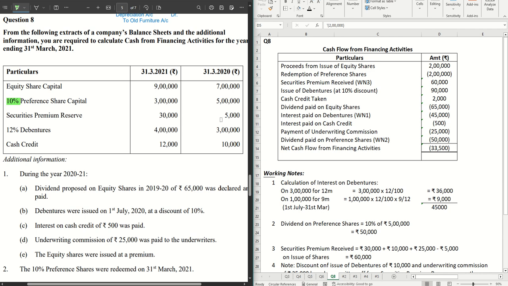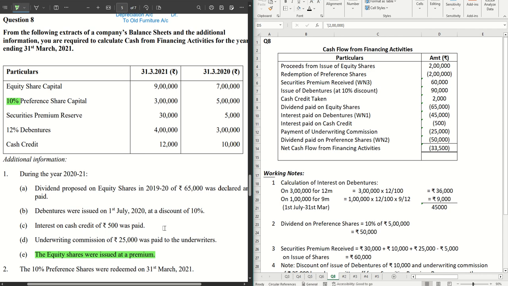So let's understand that what is the difference. There are some shares which have been issued here worth 2 lakhs. So is the premium this 25,000 for that? Let's look at the question here at the bottom, the additional information that we have, and it clearly says here the equity shares were issued at a premium. Now most students might straight away just take 25,000 out of it and say premium on issue of shares 25,000. However, you have to see some other aspects as well.